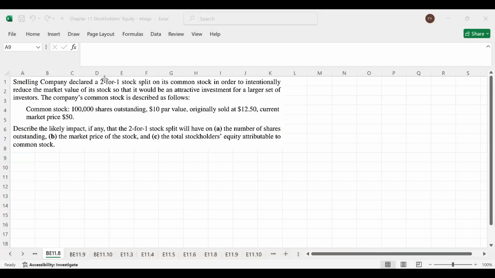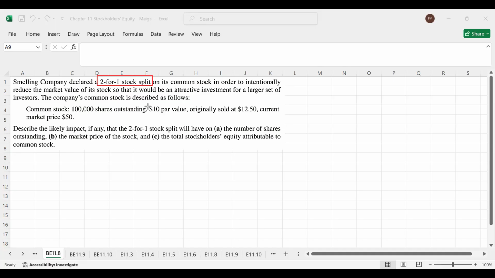The company declared a 2 for 1 stock split. 2 for 1 means if you have one share, it will be converted into two shares on its common stock, in order to intentionally reduce the market value of its stock so that it would be an attractive investment for a larger set of investors. This is a very common reason for stock split, to reduce the market value in order to attract investment from a larger set of investors.